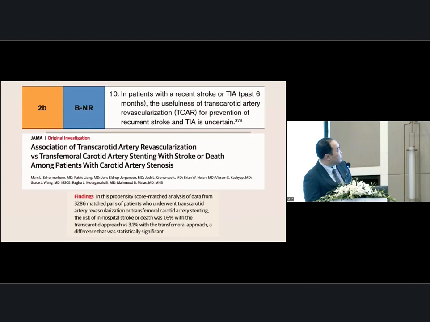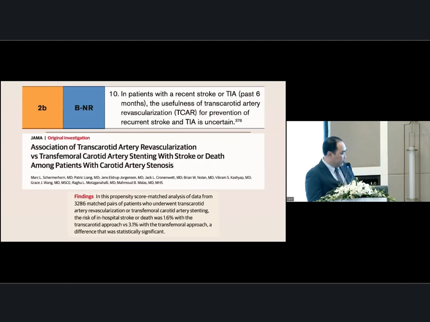Interestingly, while we're talking about CEA and CAS, be aware of the new kid on the block, which is TCAR, and that's going to come in. At the moment, because of the lack of literature, we don't know the outcome, but currently what we hear is that the complication rates from infarcts and all that are much lower, because it avoids the access.